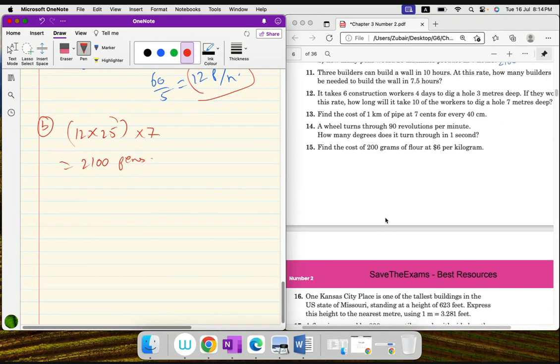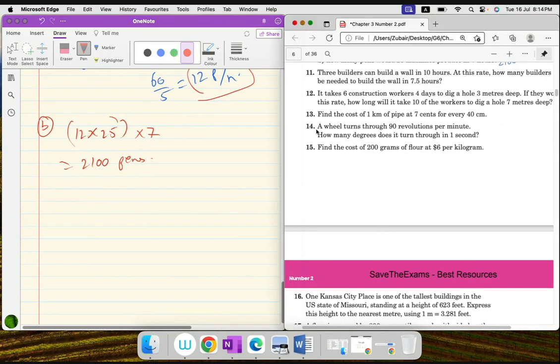Number 11. Three builders can build a wall in 10 hours. At this rate, how many builders are needed to build a wall in 7.5 hours?